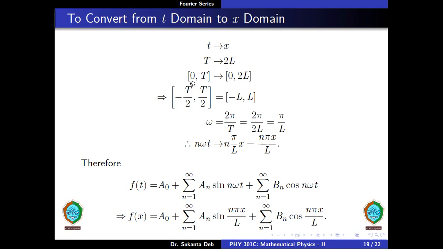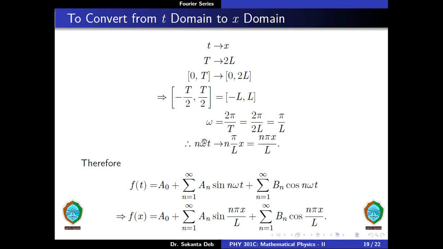Or we can write down this 0 to T as minus T by 2 to plus T by 2. Similarly here we can write down this minus L to plus L. Now angular frequency in the time domain is equal to twice pi by capital T, but in the space domain capital T is equal to twice L, so we get omega is equal to pi by L.